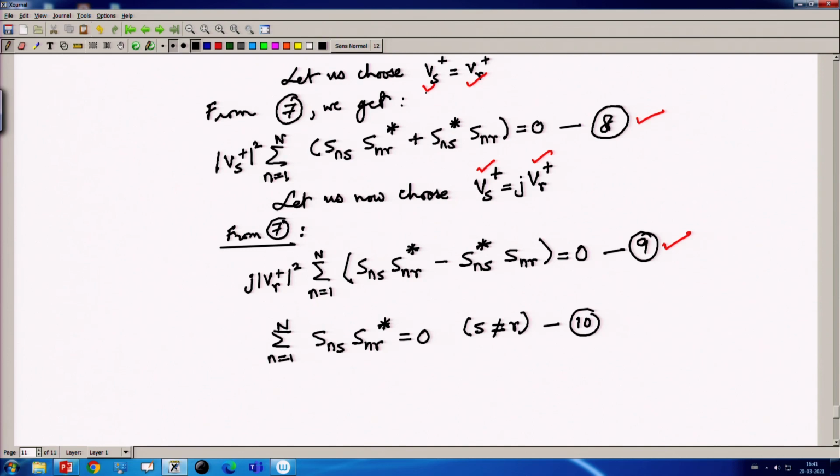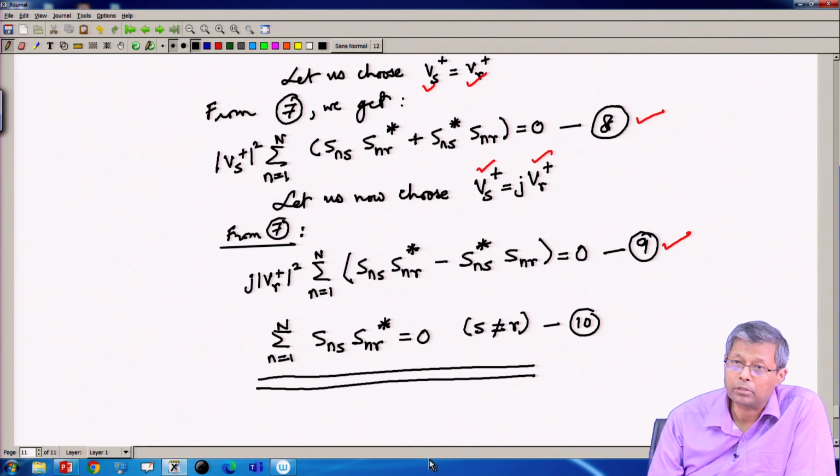I repeat again that because V s plus and V r plus are not 0, the only way equations 8 and 9 can both be satisfied is by setting the summation of S n s times S n r star, over n equal to 1 to capital N, as 0 with s not equal to r. So, this constitutes the second condition as to what would happen if I multiply different columns of the scattering matrix.